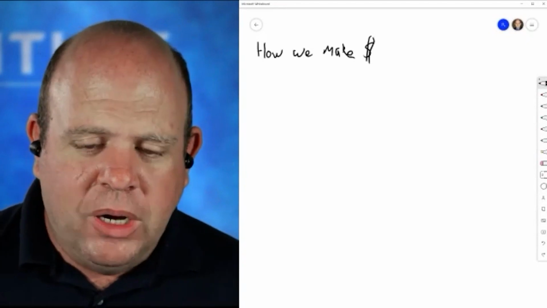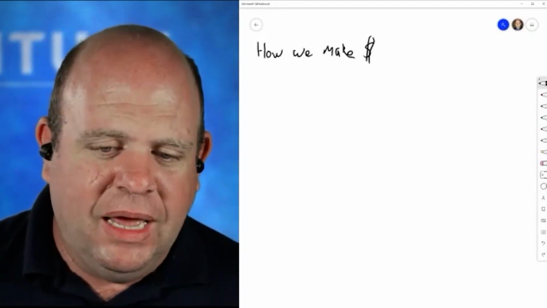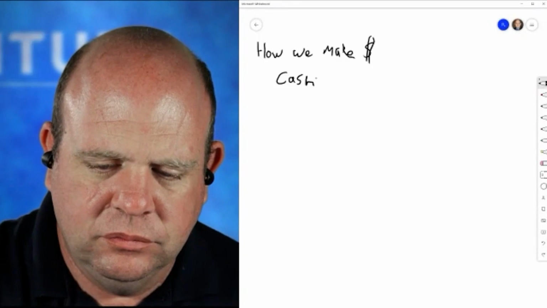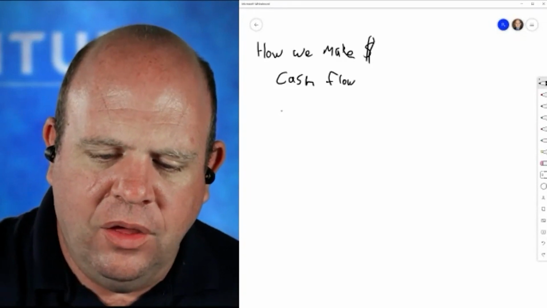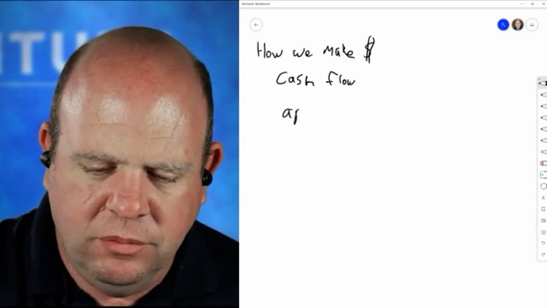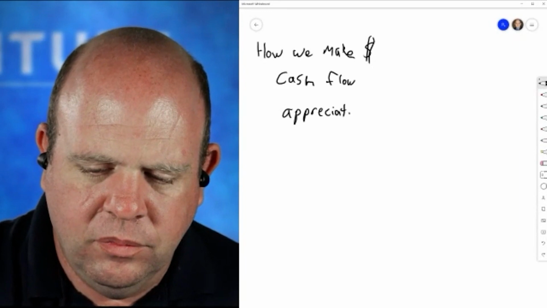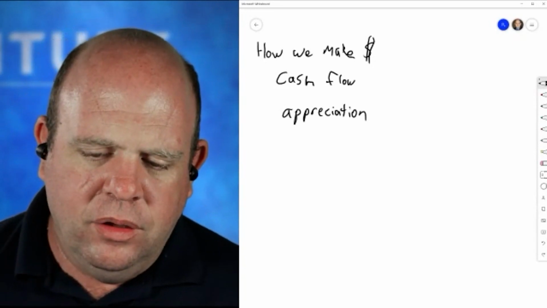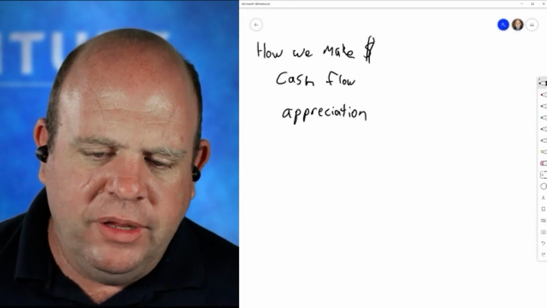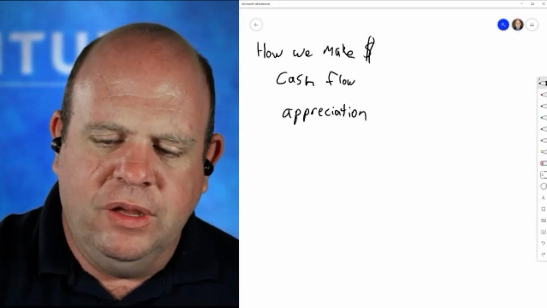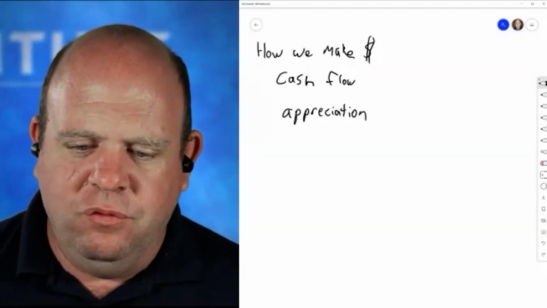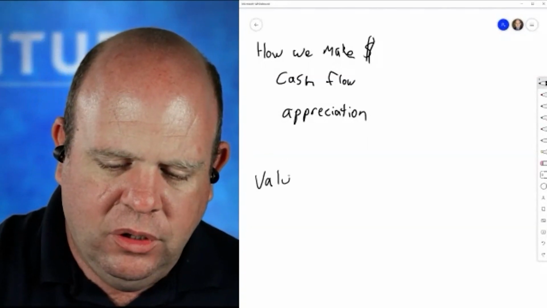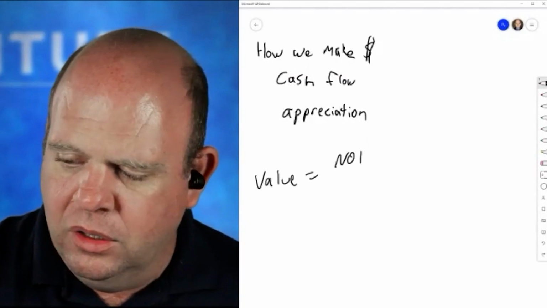There are two ways in every investment that we make money. One is cash flow, and the other is appreciation. They're very, very linked. This is the cash flow of the investment, and this is the appreciation of what it would be today. And so it all boils down to our idea that value equals NOI over cap rate.